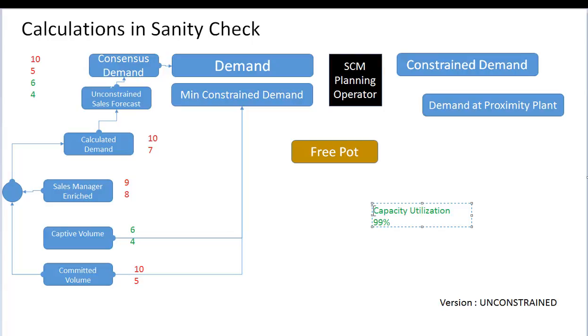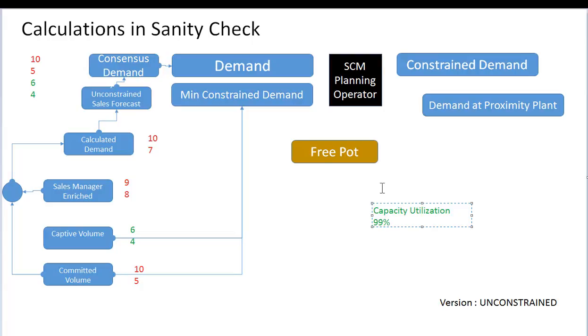Probably this is a situation that is not going to be happening a lot because, again, the guidelines for committed volume are that they're not going to exceed the 60% of the capacity, or sorry, the 60% of the enriched demand. But in any case, if they want, they can have this special calculation.